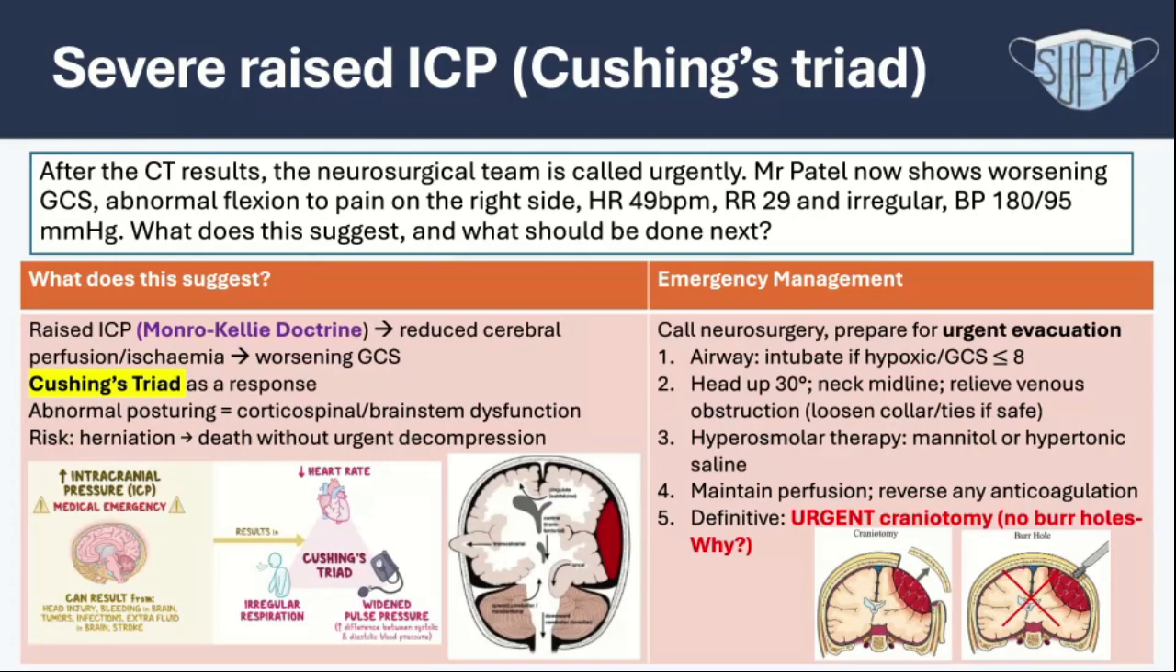Now, Cushing's triad, very importantly, consists of three things: hypertension, bradycardia, and irregular respirations. So high blood pressure, low heart rate, and irregular respirations. It's a worrying sign because it suggests that the brain is under critical pressure and herniation may be imminent or already occurring. The underlying physiology relates to reduced cerebral perfusion.